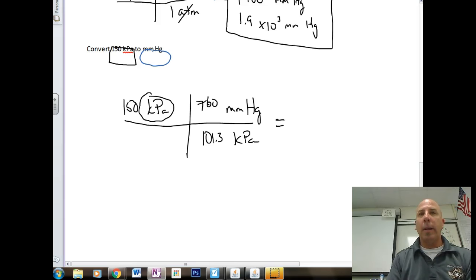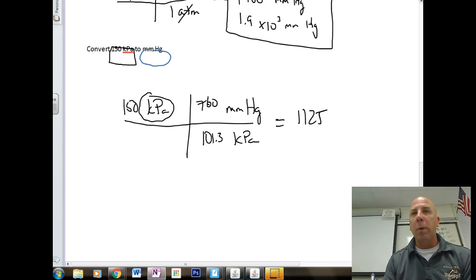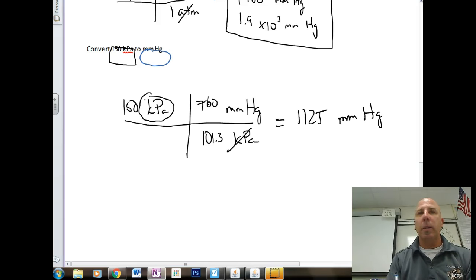And the answer that I get is 1125.370 millimeters of mercury, because kilopascals and kilopascals are going to cancel. We do have only 2 sig figs here, so let's go ahead and put this in scientific notation and call it 1.1 times 10 to the third millimeters of mercury as our answer.